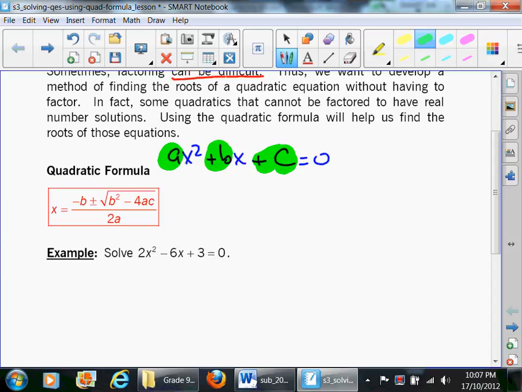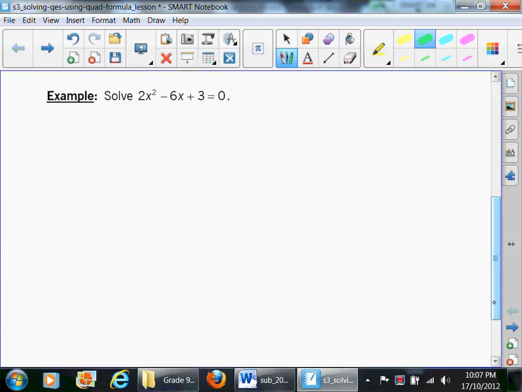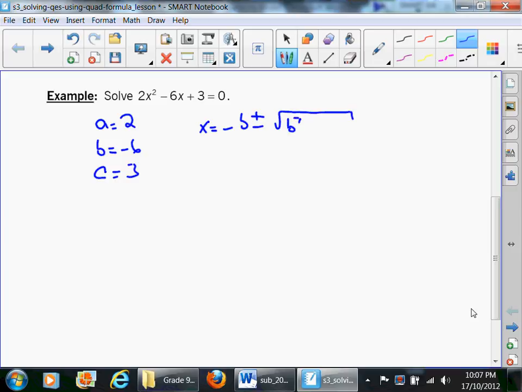Well, let's do an example. We've got 2x squared minus 6x plus 3 equals 0. So first things first. What's a, what's b, and what's c? a is 2. b is negative 6. c is 3. Now the quadratic formula again is x equals negative b plus or minus the square root of b squared minus 4ac all over 2a. Alright? That's the quadratic formula.